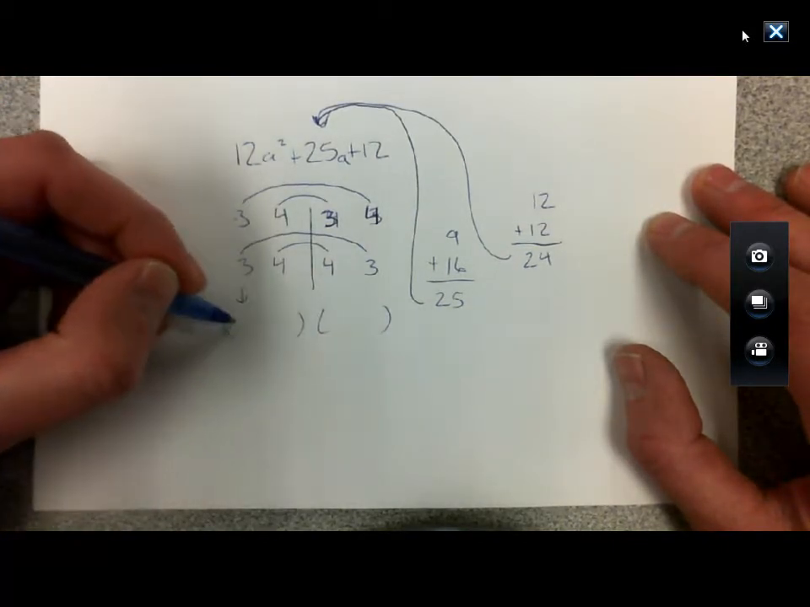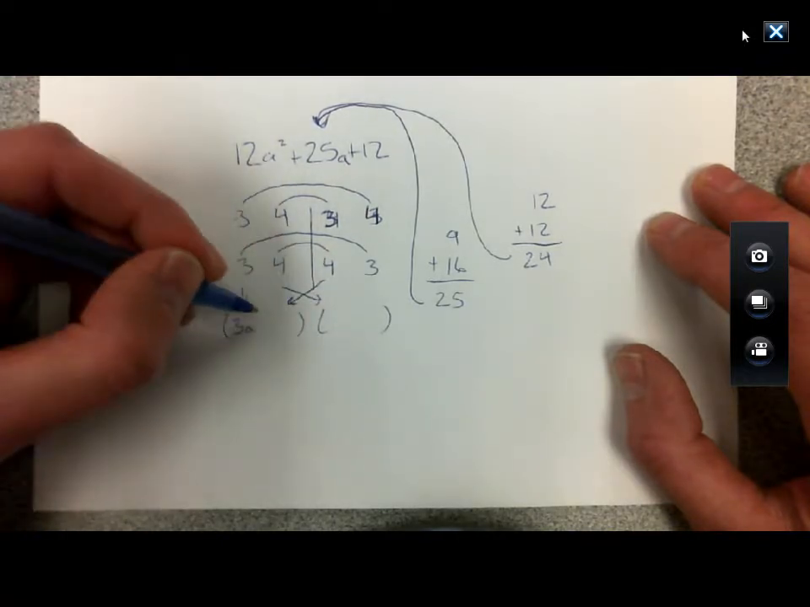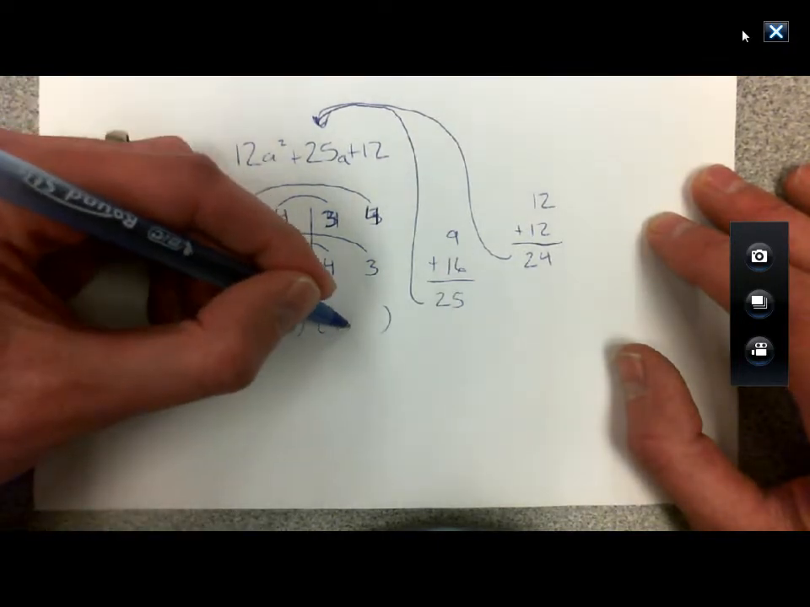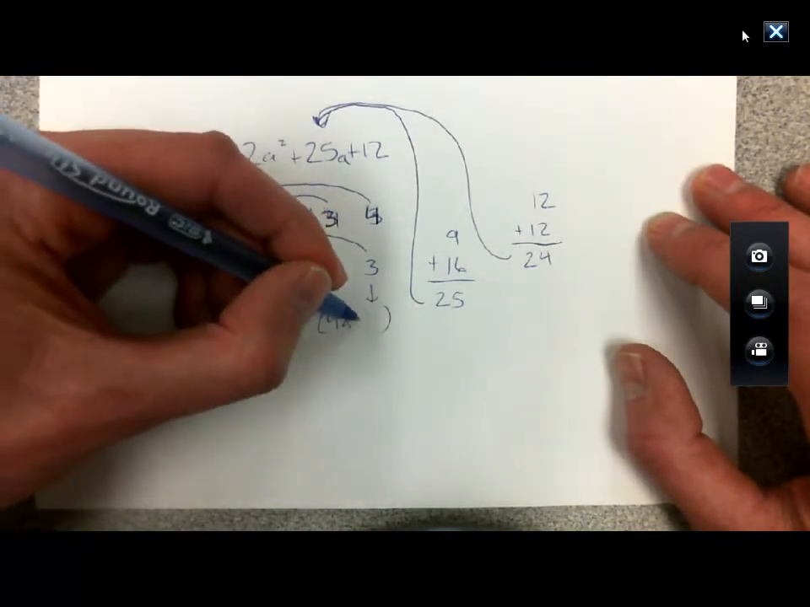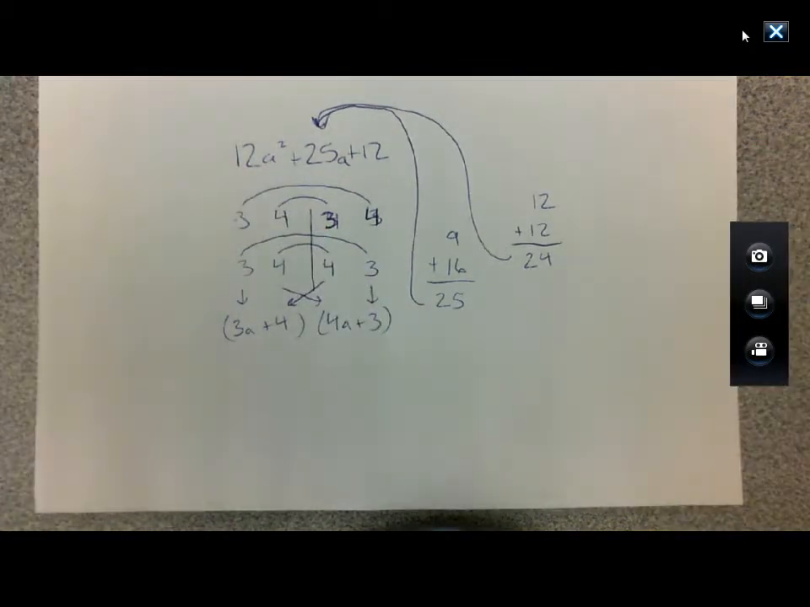Once you have the right numbers and they're in the right order, we can create our factors. First number comes straight down, 3a. We crisscross in the middle, 3a plus 4, and we get then 4a. And the last number comes straight down, 4a plus 3. So 3a plus 4 and 4a plus 3, those are our 2 factors, and that is the solution using this rainbow method.